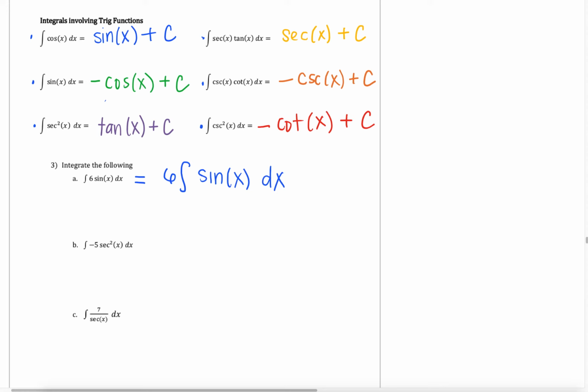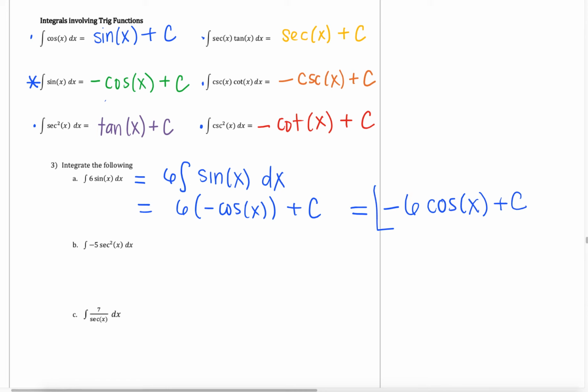Well, in this case, the integral of sine is a basic integral. It's that second one that's listed up here. And we know that the integral of sine is equal to negative cosine plus c. So our final answer then, if I multiply the 2 coefficients, would be negative 6 times cosine of x plus c.